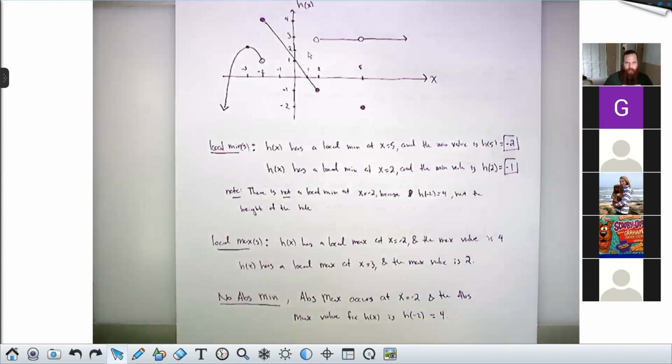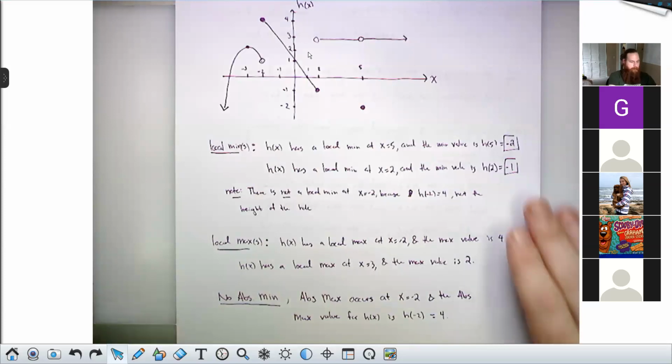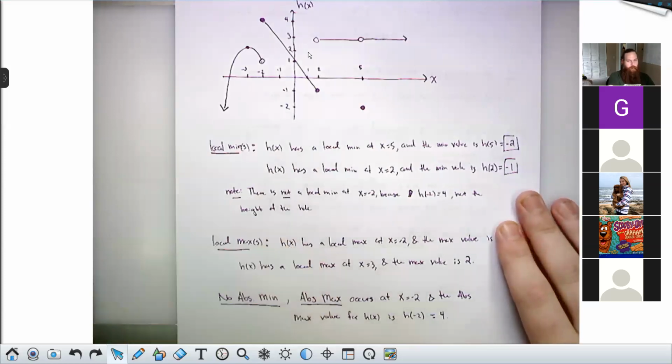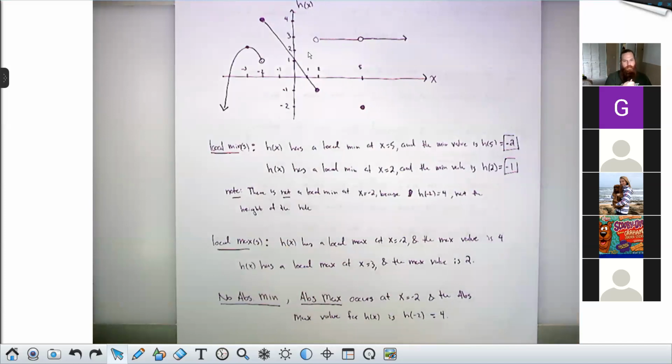Questions on this slightly more complicated example? Everybody feeling pretty good?